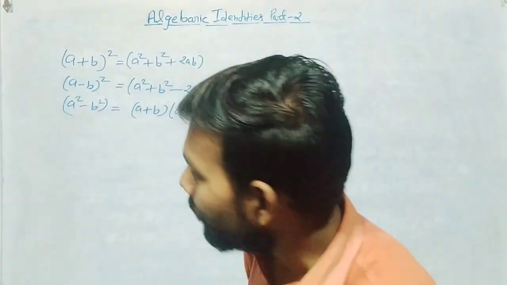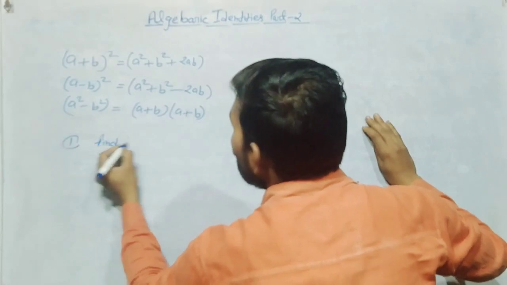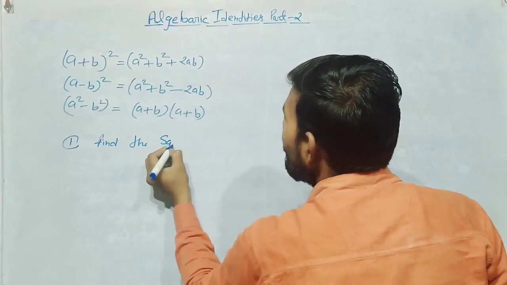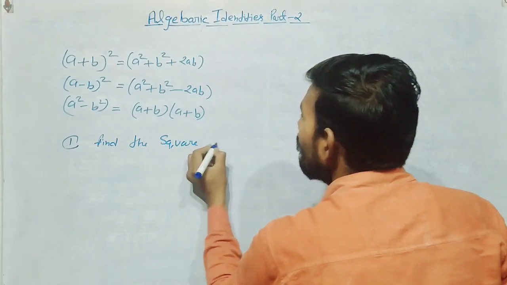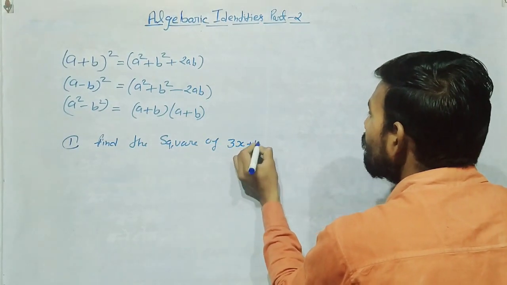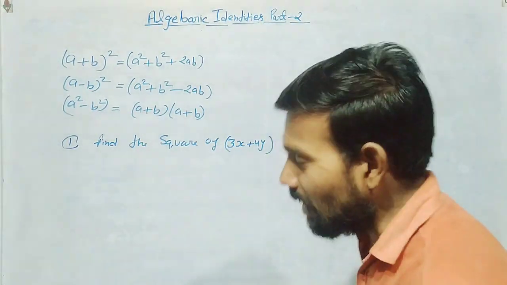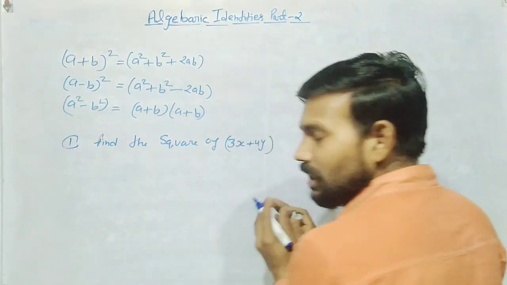Now the first problem is: find the square of 3x plus 4y. Find the square of 3x plus 4y. This is the first problem.